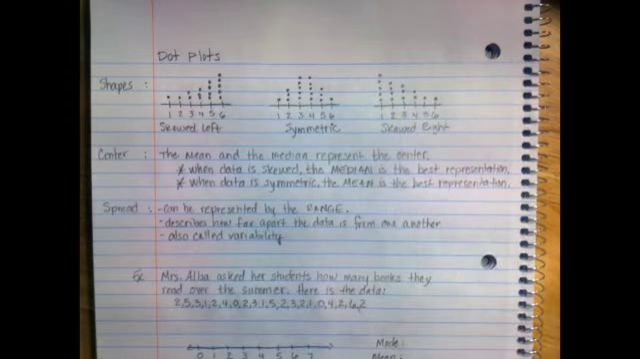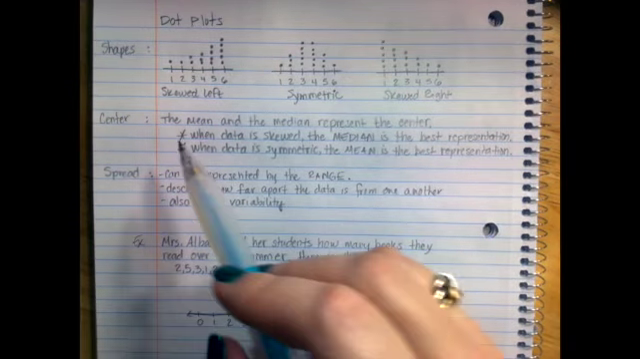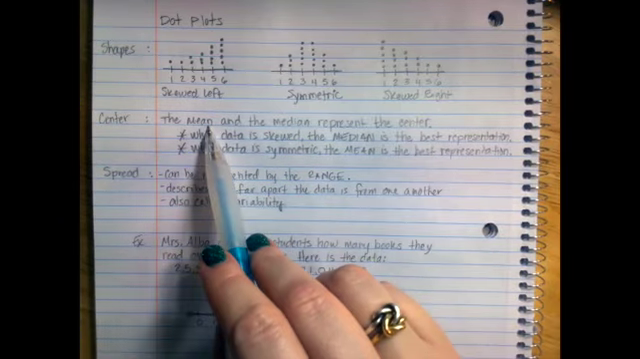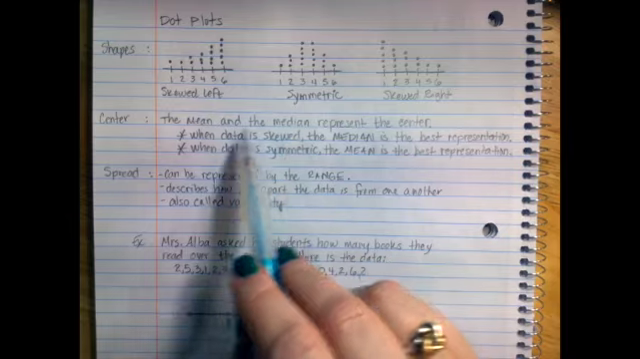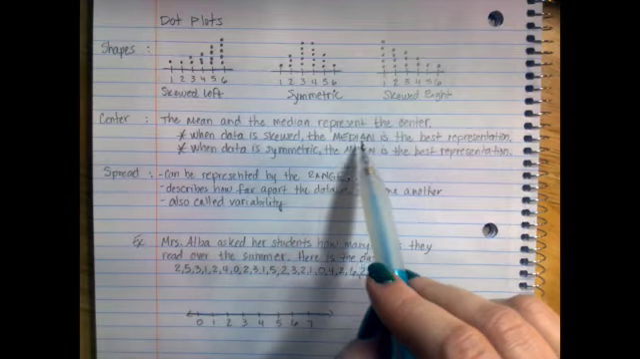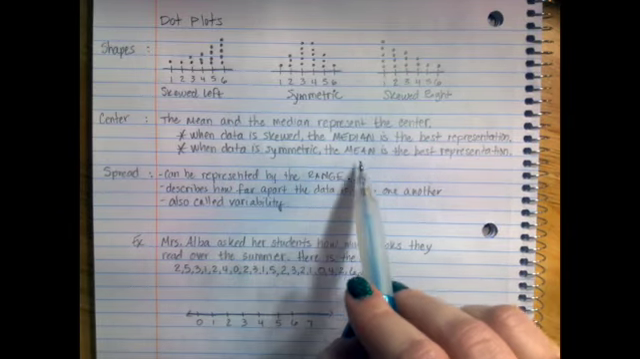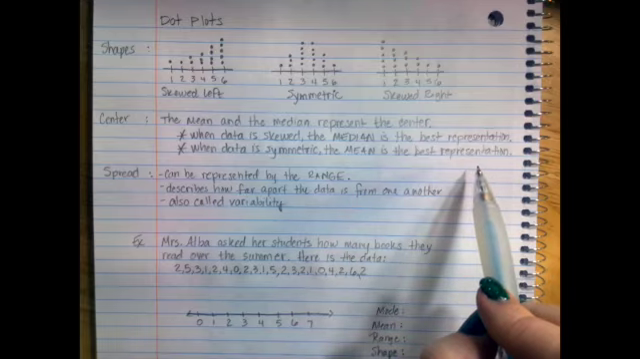Okay. The center. So the mean and the median represent the center. I can easily find the mean. I can easily find the median. When data is skewed, the median is the best representation. When data is symmetric, the mean is the best representation.